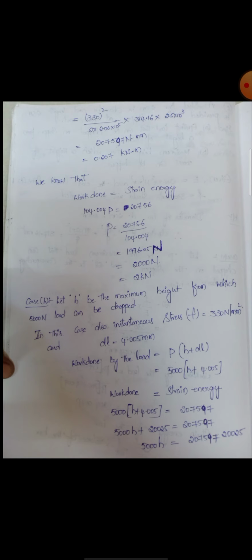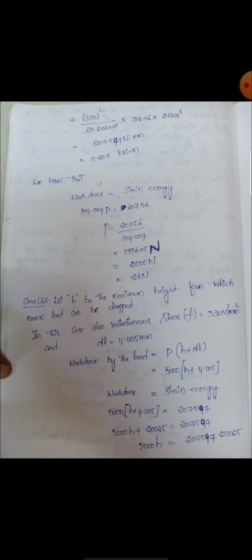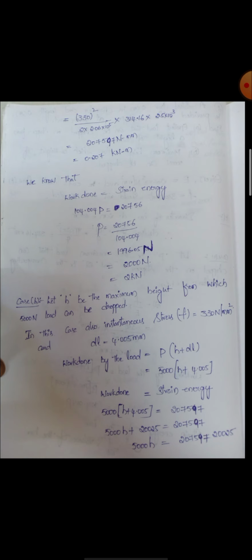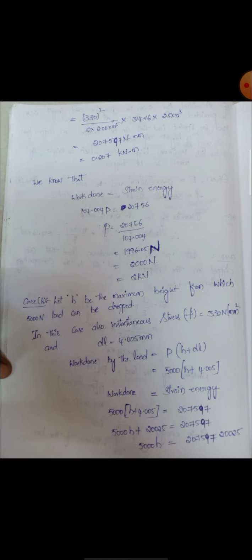So case B, or nothing but second case, let H be the maximum height from which 5000 Newton load can be dropped. So in this case also instantaneous stress F equal to 330 Newton per mm square and delta L equal to 4.005 mm. So next, work done by the load, that equal to P into (H plus delta L). So P value is 5000 into H value, the unknown value, plus delta L, nothing but 4.005. So equating the work done equal to strain energy.